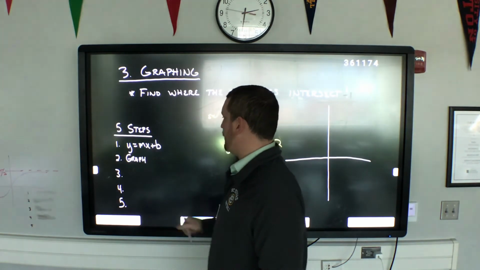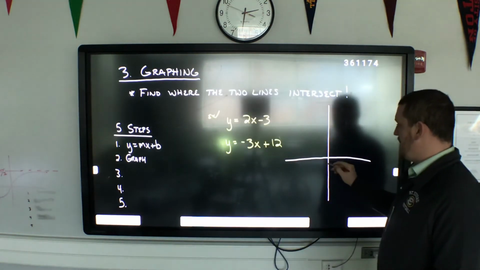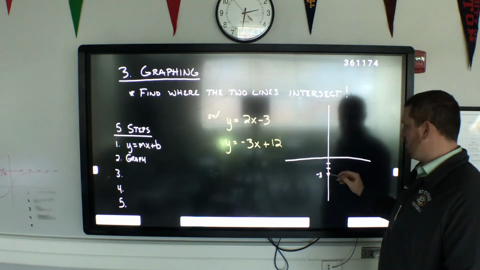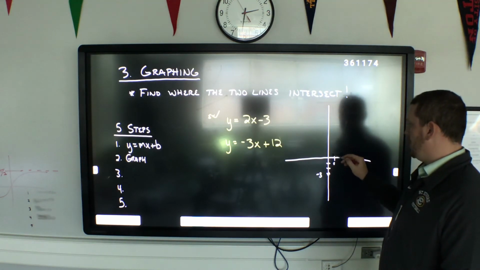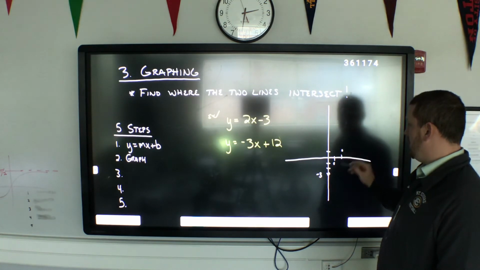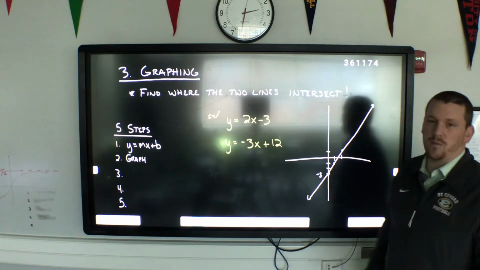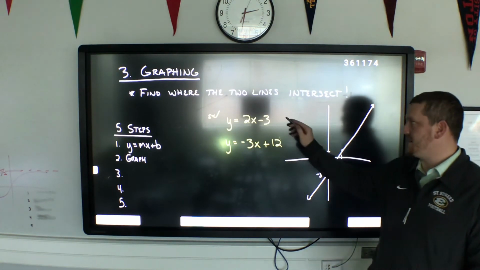Okay, to graph the first equation, you start at negative 3, and we have a slope of 2. So you go up 2 over 1, up 2 over 1. And now you can graph this out so that we have a straight line. And that's this first one.